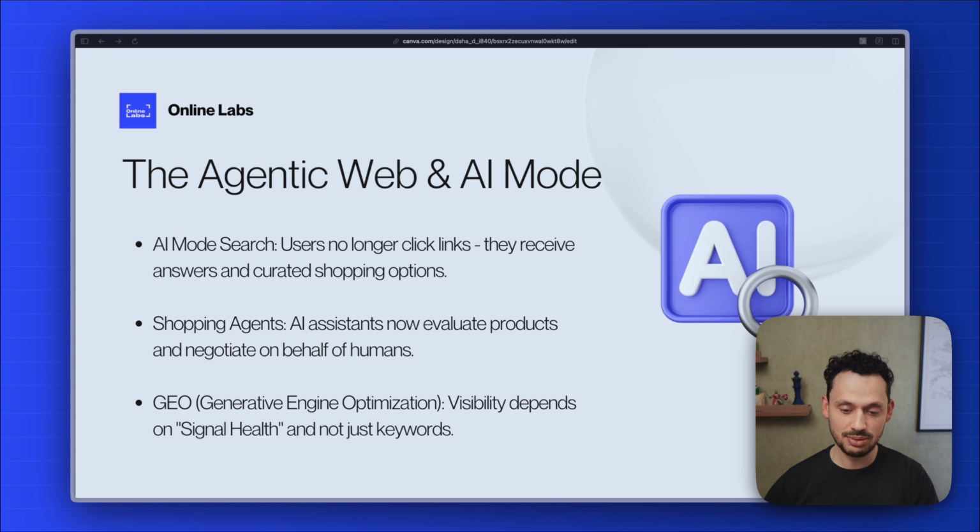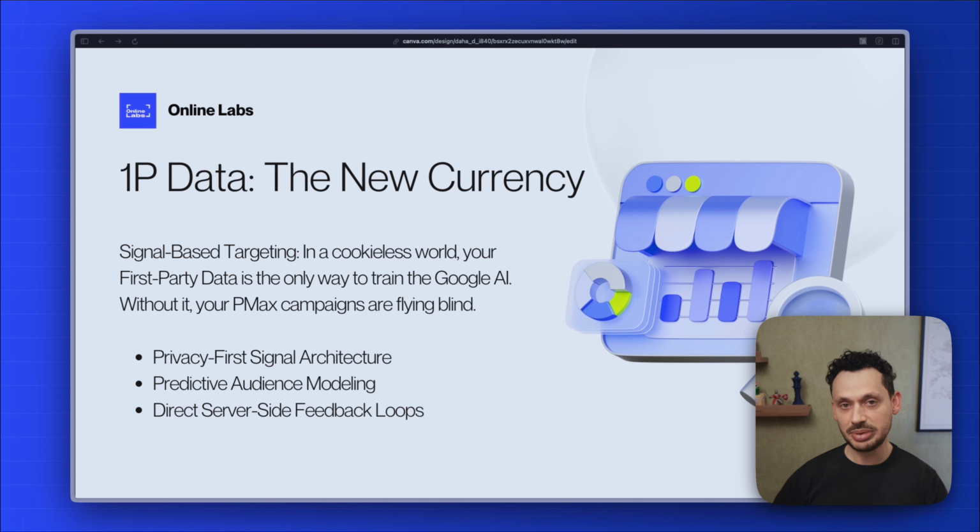And we have GEO, generative engine optimization, can also be called AIO, and so many different names. But what it means is that nowadays visibility depends on signal health and not just keywords, as we used to do for the past 25 years. So why is first party data very important? I think this is the new currency that will separate campaigns that lose money, and businesses that simply cannot leverage Google Ads, from those who are actually winning.